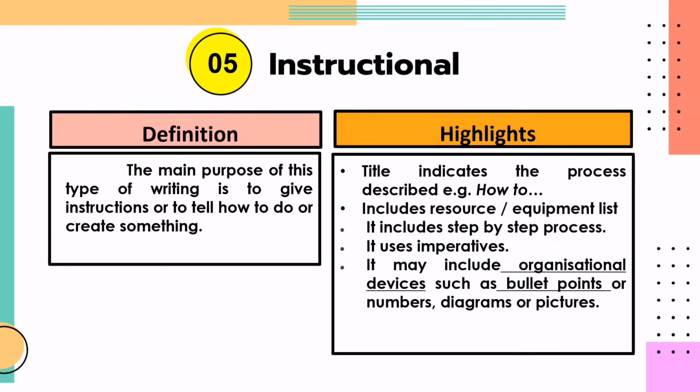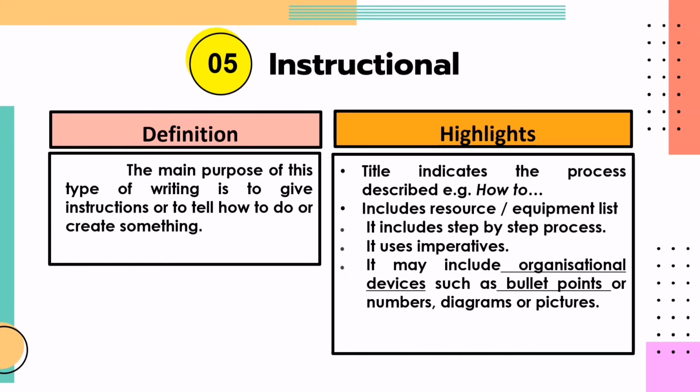The last type is instructional. The main purpose of this type of writing is to give instructions or to tell how to do or create something. So, ang purpose nito ay magbigay ng instructions, turuan kang gawin ng isang bagay. Highlights: title indicates the process described. Normally, ang mga title nito ay merong how to. Halimbawa, how to cook adobo, how to operate a computer.